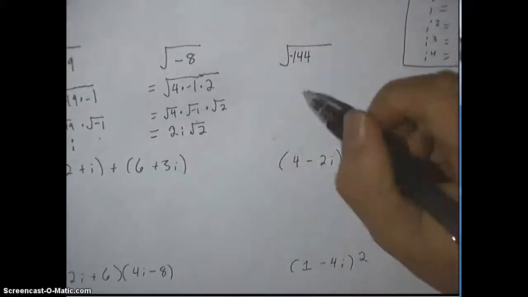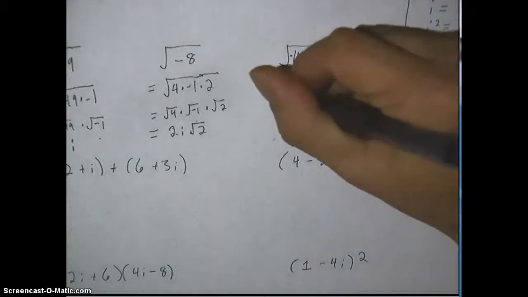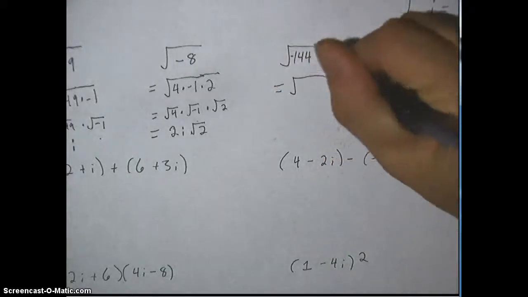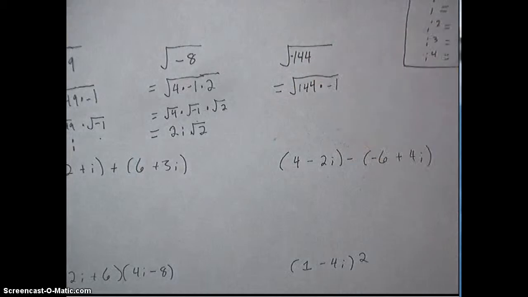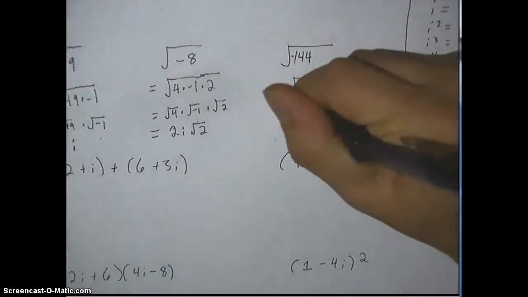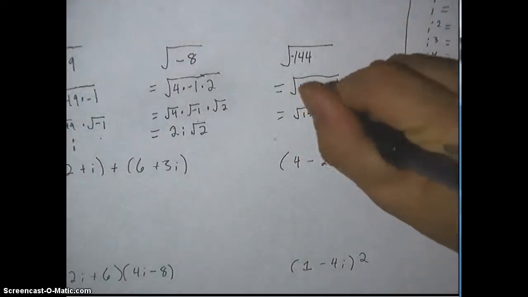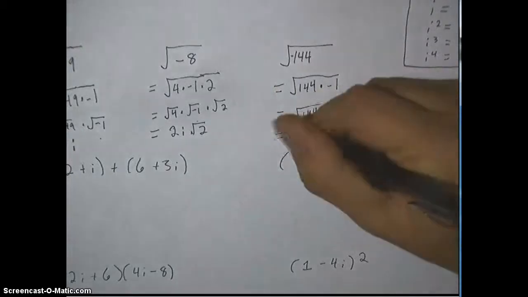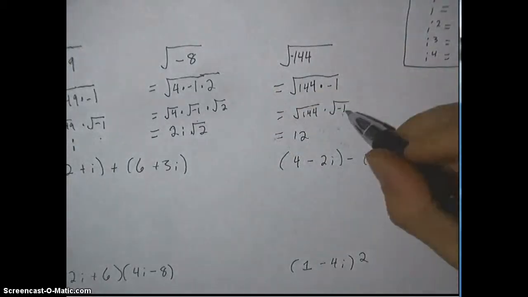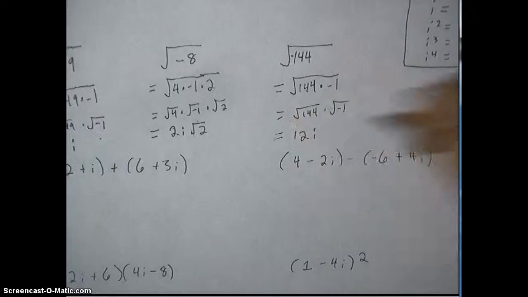Now, the square root of -144 is the square root of 144 times -1. I can break that into two square roots: square root of 144 times square root of -1. Well, the square root of 144 is 12, and the square root of -1 is i.